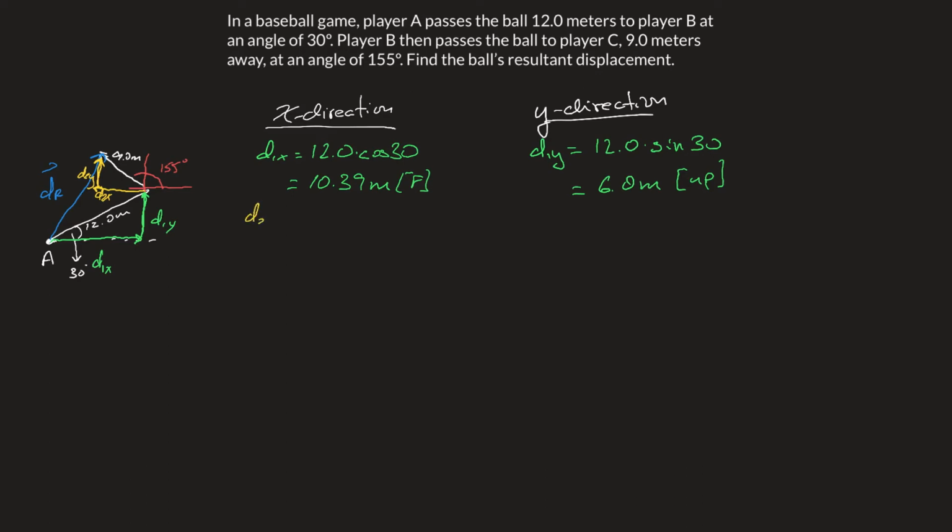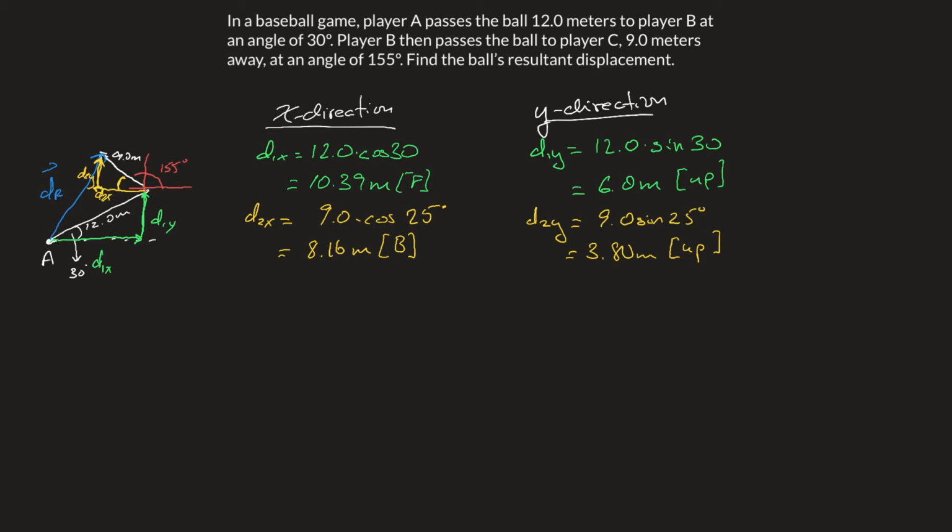Now we're on to D2. D2x is 9 meters times the cosine of our internal angle right here, which is 25. That gives us 8.16 meters. If we take a look at our diagram, that's going backwards. So we're going to have to deal with that later when we do some arithmetic. D2y is 9.0 again, but this time it's sine of 25. And that gives us 3.80 meters. And by looking at our diagram, that's in the up direction.